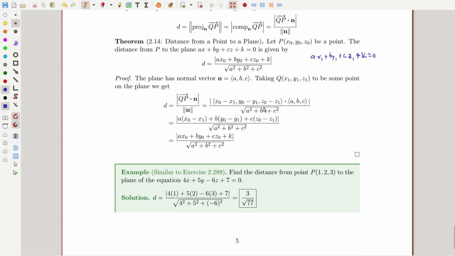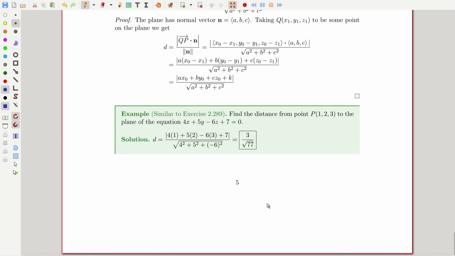Okay, and so the corresponding example is to just use the formula. You are given some point, and you're given the equation of a plane in general form, then you literally plug the values in. So we have the direction vector ABC, which comes from the coefficients in front of x, y, z, so it's 4, 5, 6. K is 7, and the x0, y0, z0 are 1, 2, 3. And so computing, we end up with 3 over radical 77. And that's all I've got for this topic.